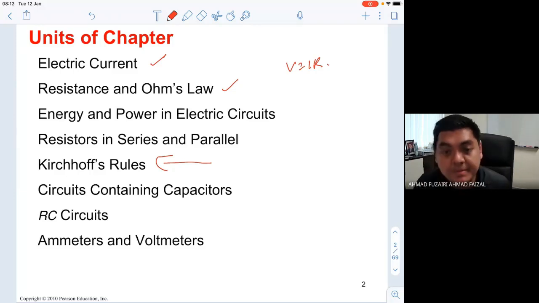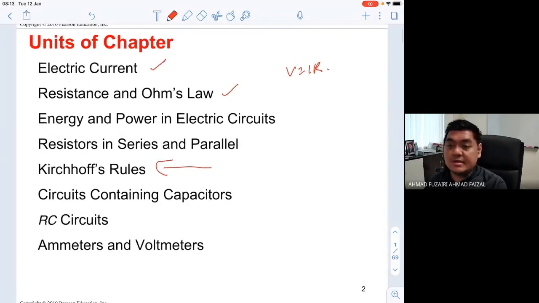Before this, we already learned about capacitors, but in terms of electric potential and electric potential energy, meaning that we learned about V, electric potential, and also charge. The capacitance equals Q over V. So right now, how can we combine capacitors in electric circuits? And of course, we can touch a bit on RC circuits. So what are RC circuits? And of course, the applications of ammeters and voltmeters. So these should be the units of the chapter.